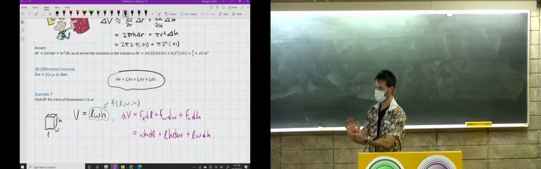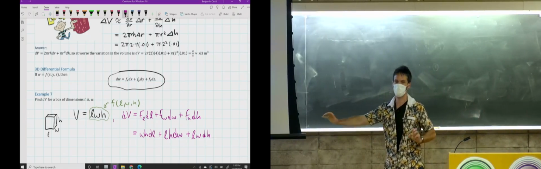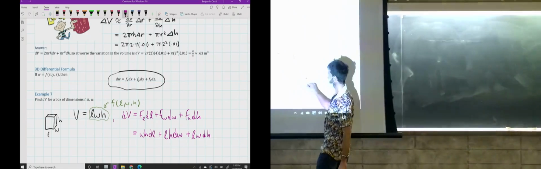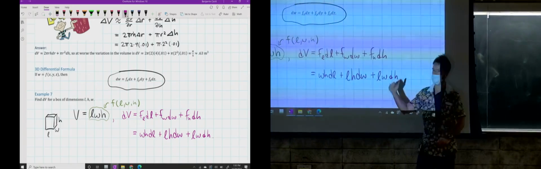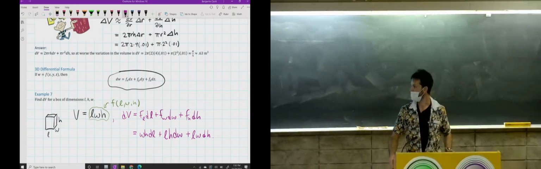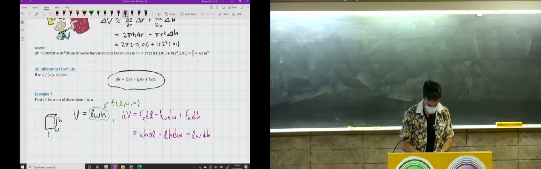It tells you the rate at which the volume is changing infinitesimally for these small infinitesimal changes in the length, width, and height. And that is it. Let's stop it here, right on time.